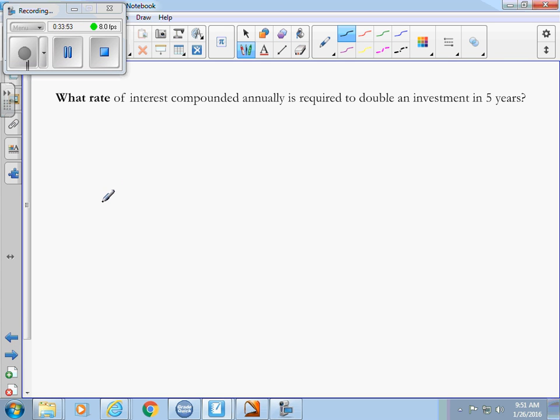What rate of interest compounded annually is required to double an investment in 5 years? What am I looking for? The rate, right? I am compounded annually. So I have 1 plus r divided by 1, to the 1 times 5. Everyone agree with that? What is glaringly missing in this problem? The principal and the final amount.